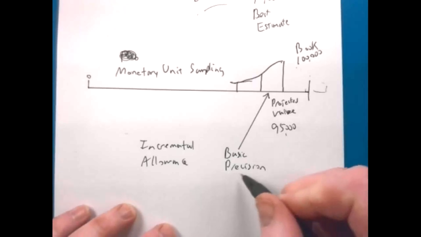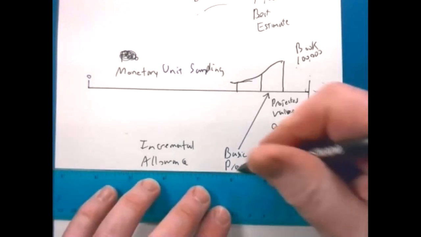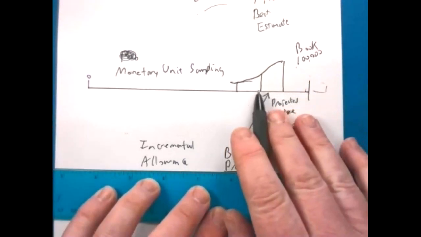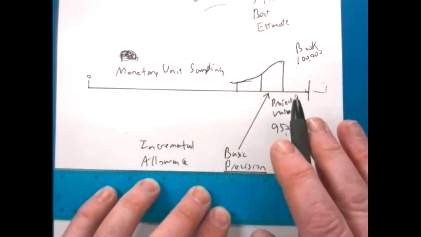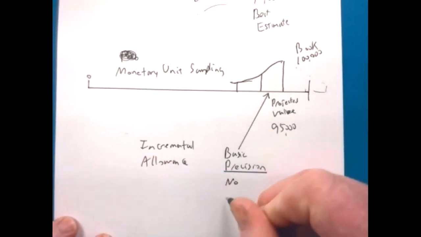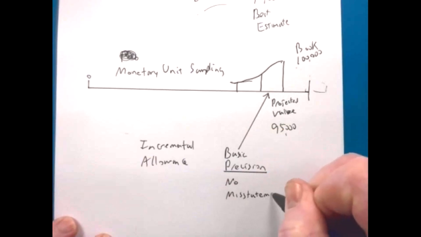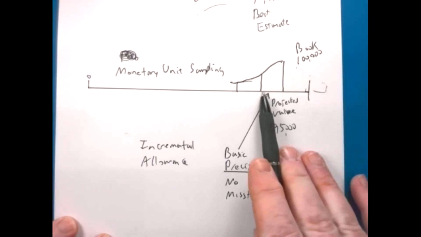And basic precision is, if there are no misstatements, it's still possible that this could be further down because it's a sample. This is our best estimate, but again, it's a sample. So even if there were no misstatements, it could still be off by a certain amount more.